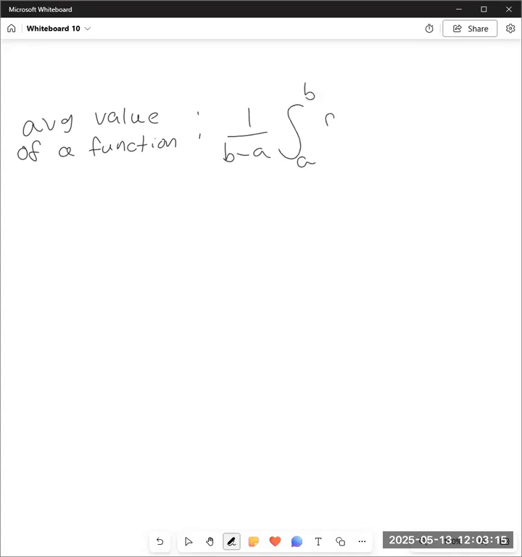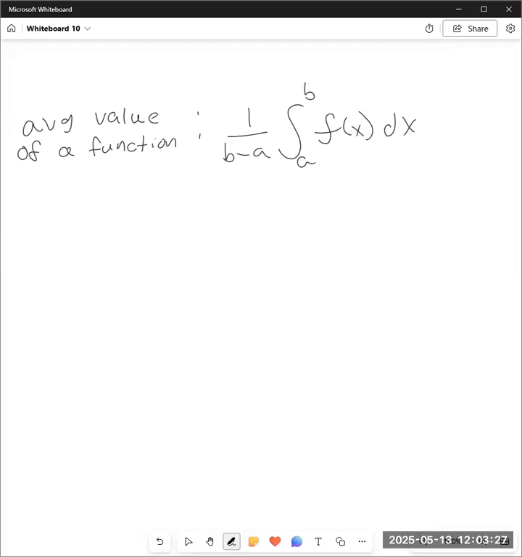All right, last but not least, we're going to talk about the average value of a function here. And so the average value of a function is given by the equation 1 over b minus a, integral from a to b, f of x dx.